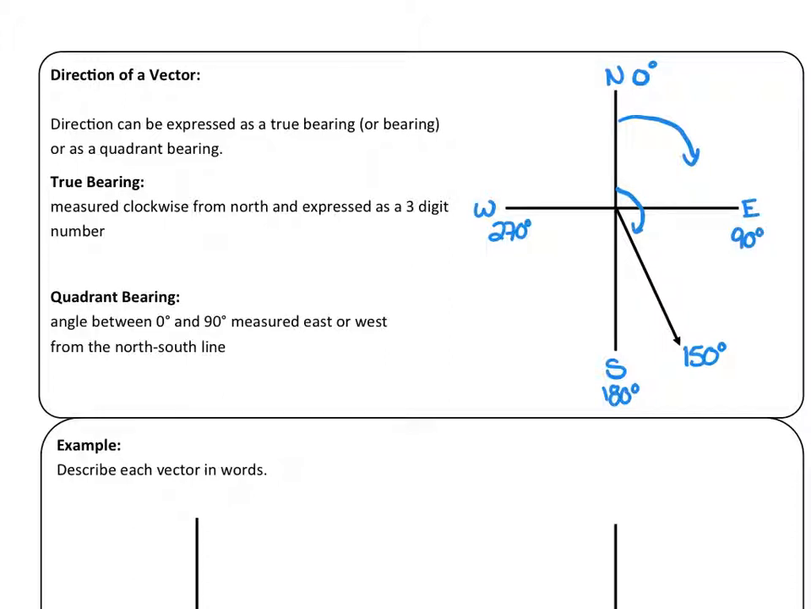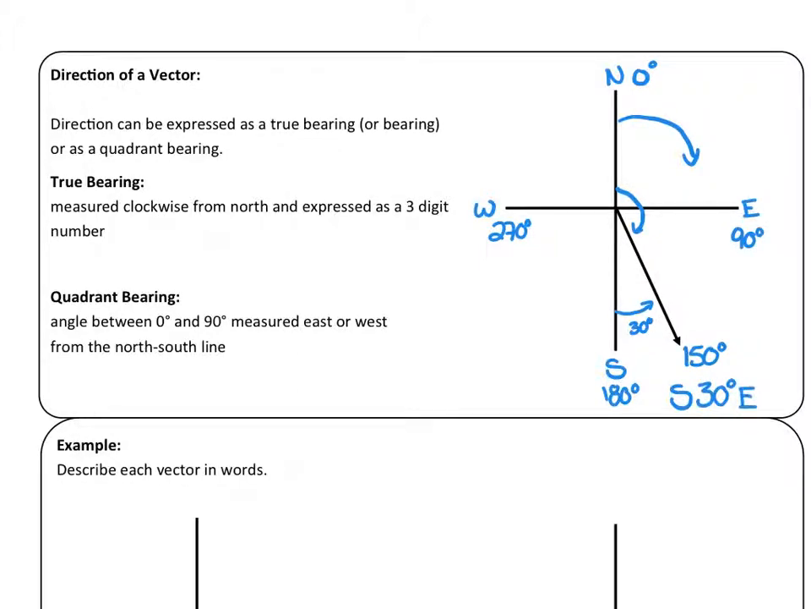Quadrant bearing is an angle that's between 0 and 90. So they always stay between 0 and 90, but it's measured east or west from the north-south line. So always start on the north and south. Because this one is down in this quadrant, it's south. So you would start at south, and then you would go this distance, which is 30 degrees, 30 degrees to the east.